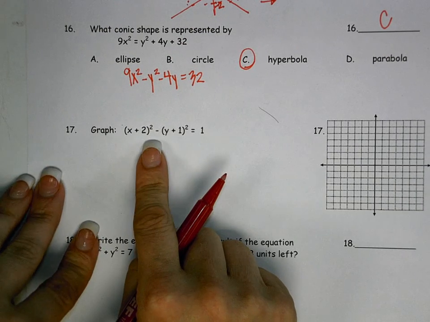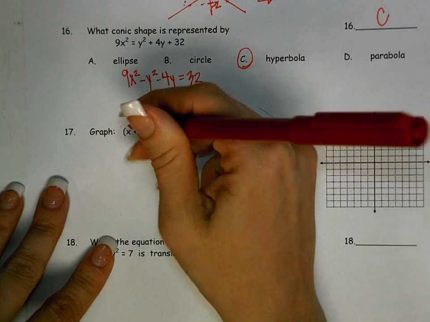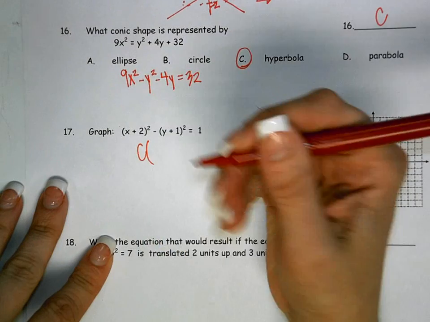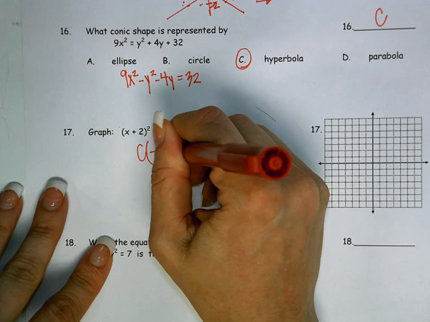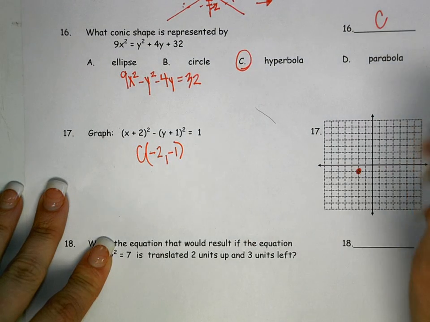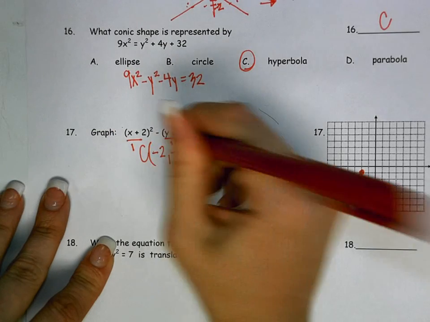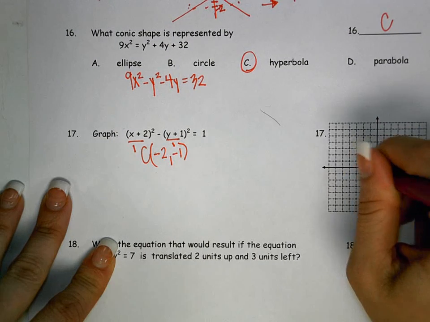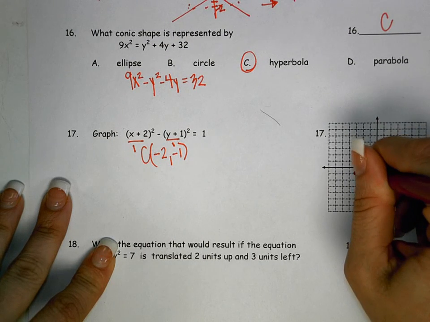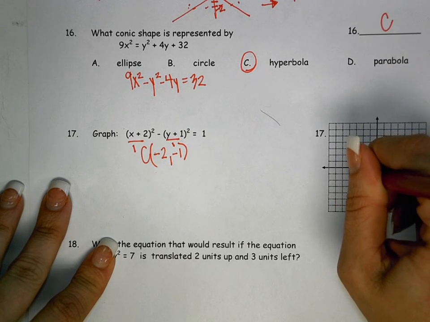Number 17, if you're graphing and it's a negative in between, has to be a hyperbola. So here the center would be change and change. Anytime you're in the parentheses, you have to change the sign. So -2, -1. These have no denominator, so they're basically over 1. So here you're going to move out 1 on the right, 1 on the left, 1 up, 1 down. So this is going to be a pretty narrow hyperbola.